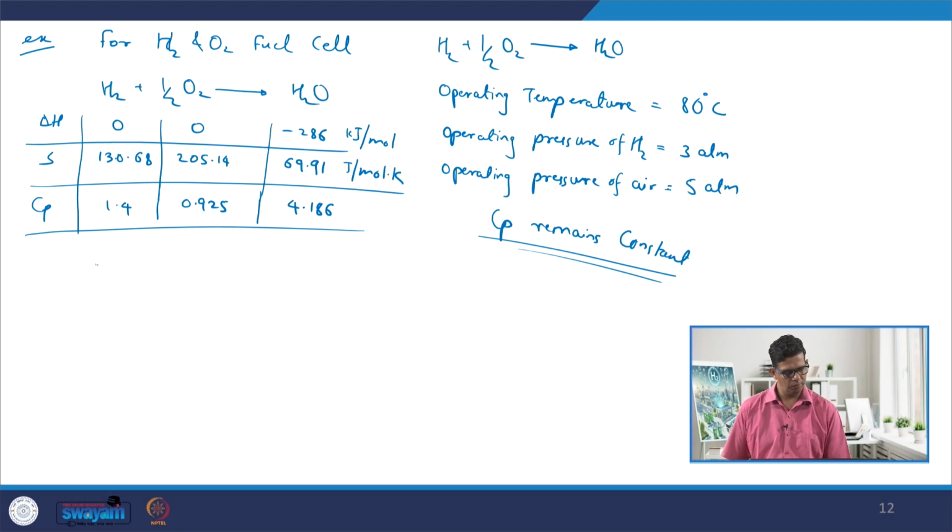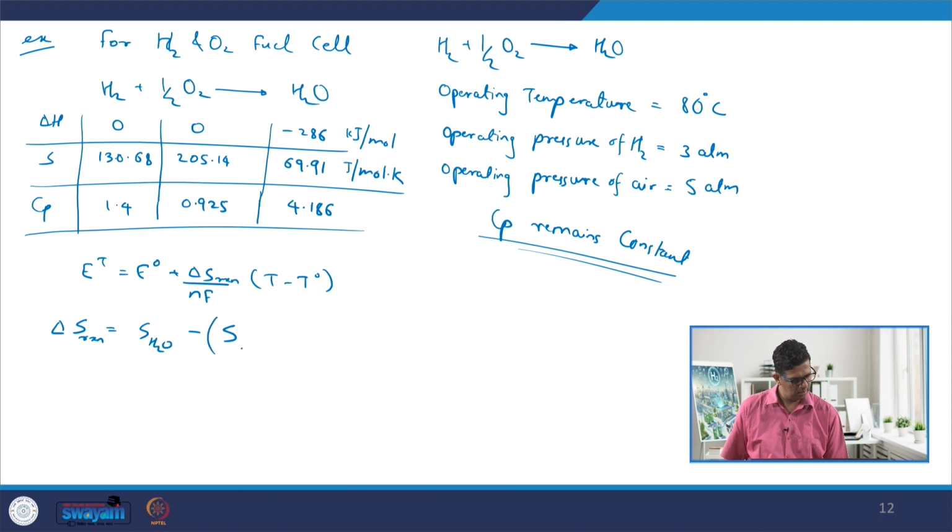So as we know, we have E_T equals E naught plus entropy change by nF, this is entropy of the reaction basically, times T minus T naught, and we have entropy of the reaction which is entropy of the water minus entropy of the hydrogen plus half times entropy of the oxygen. So this is equation number 1.